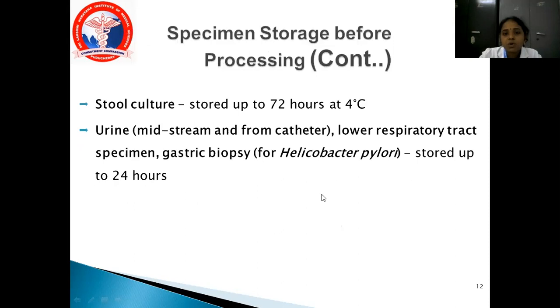For specimen storage, stool culture should be stored up to 72 hours at 4 degrees Celsius. Midstream urine, urine from a catheter, lower respiratory tract specimens, and gastric biopsy for Helicobacter pylori can be stored up to 24 hours.